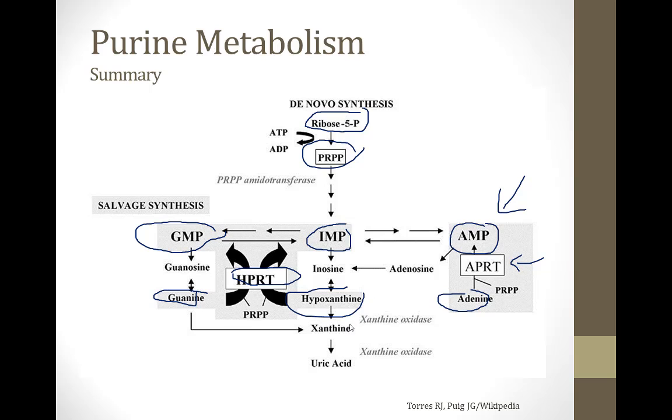Hypoxanthine and guanine can be converted into xanthine, and that can be converted into uric acid, and then uric acid is excreted in the kidneys. And that concludes our module on purine metabolism.